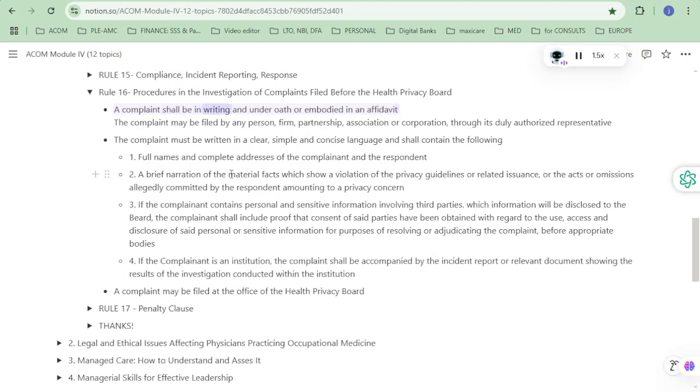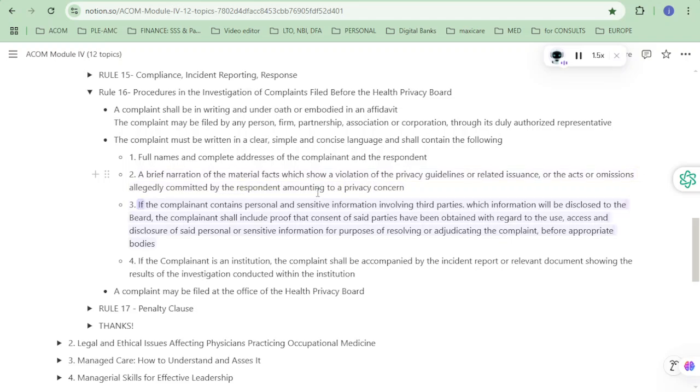Rule 16, Procedures in the investigation of complaints filed before the Health Privacy Board. A complaint shall be in writing and under oath or embodied in an affidavit. The complaint may be filed by any person, firm, partnership, association, or corporation, through its duly authorized representative. The complaint must be written in clear, simple, and concise language and shall contain the following. 1. Full names and complete addresses of the complainant and the respondent. 2. A brief narration of the material facts which show a violation of the privacy guidelines or related issuance, or the acts or omissions allegedly committed by the respondent amounting to a privacy concern.